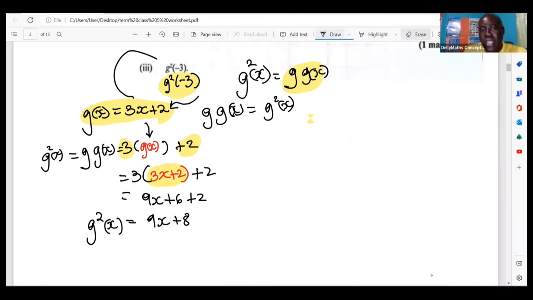All right. So let us finalize the question. So now that we have the square of g, now they want us to do the square of g of -3. Let me write the -3 proper.